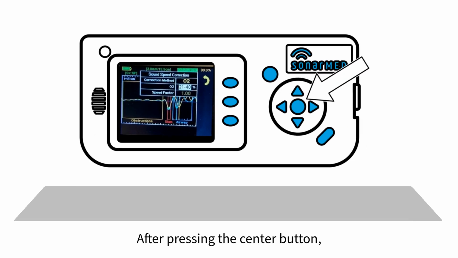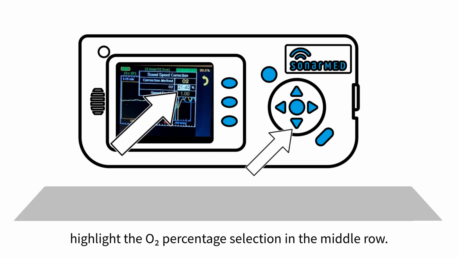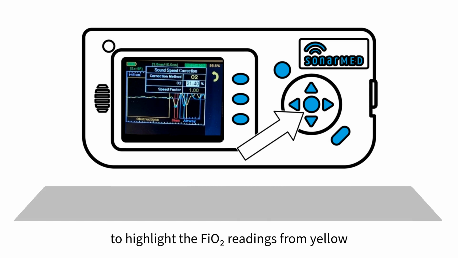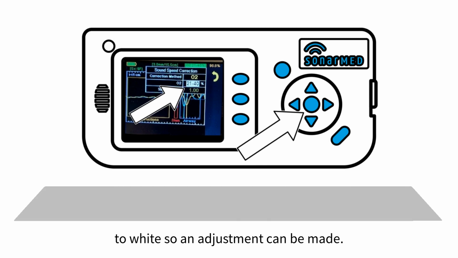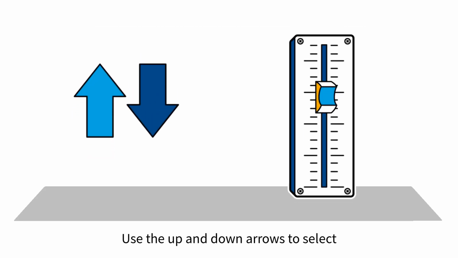After pressing the center button, the O2 adjustment screen appears. Press the downward directional key to highlight the O2 percentage selection in the middle row. Press the center key on the directional keypad to highlight the FiO2 readings from yellow to white so an adjustment can be made. Use the up and down arrows to select the appropriate O2 setting.